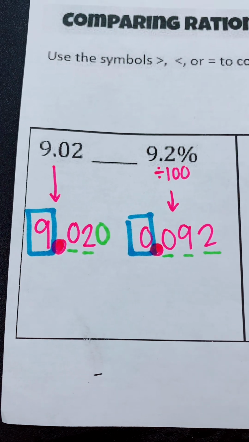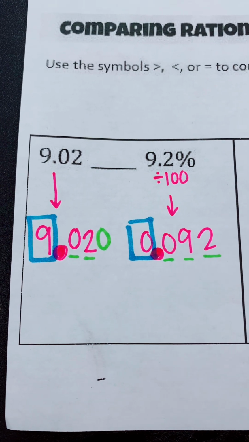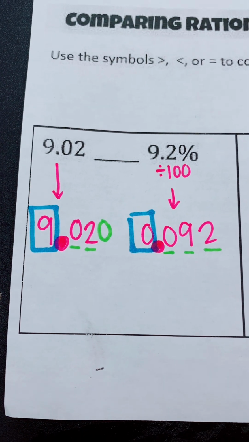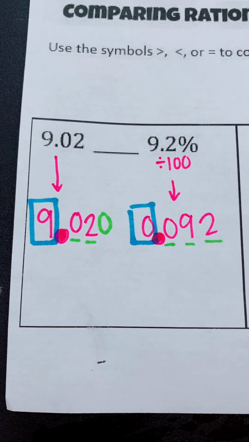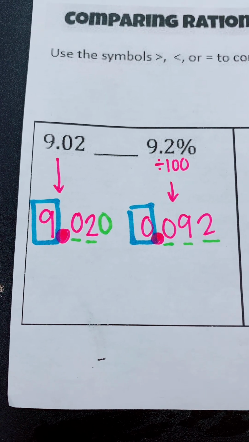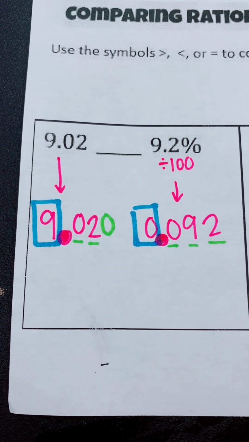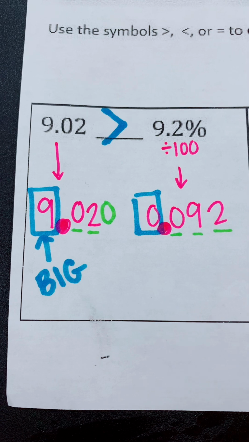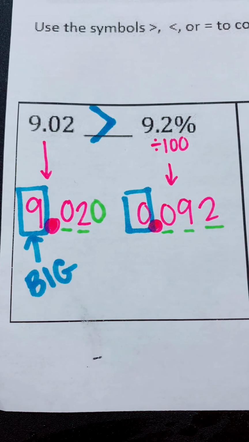When comparing numbers, I first like to look at the digit or the number in front of the decimal point, the whole number. In this case, we have a 9 and we have a 0. Since these numbers are different, we can actually use these numbers to compare. 9 is greater than 0, or 9 is bigger than 0. So I need to use the greater than symbol. Since 9 is bigger than 0, we use the greater than symbol for this example.